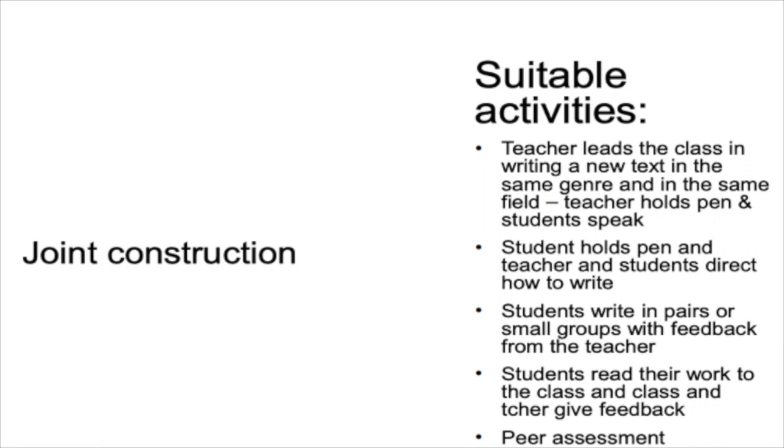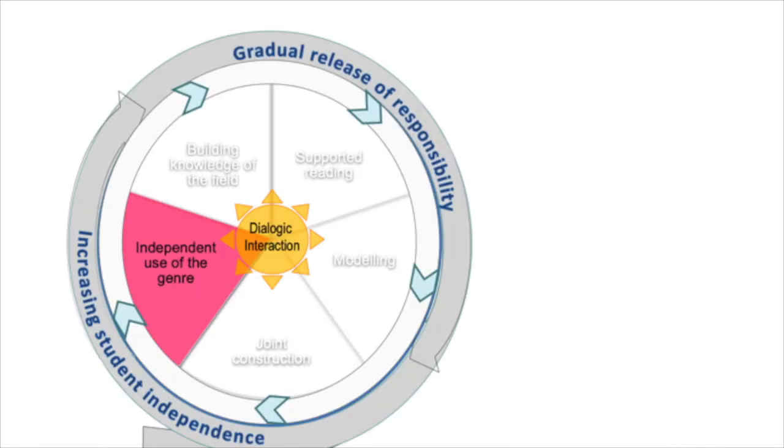Students might write in pairs to get themselves familiar with doing this task, or small groups, and then obviously getting feedback from the teacher, or they could have even peer assessment. So the last bit, the independent use of the genre. So that's the last step in the teaching and learning cycle.